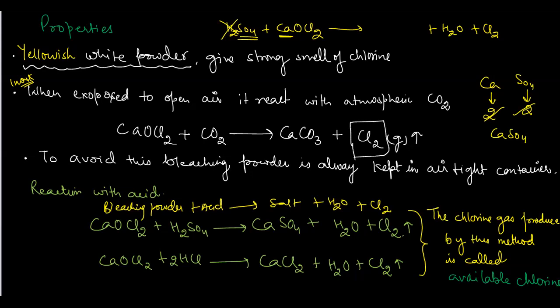Okay, this is the chlorine gas, and this is simply the main function of this. If there is no chlorine gas, then it will not do any bleaching action. Because of the chlorine gas, it does the bleaching. But if we keep it in open air, then it will react with the atmospheric carbon dioxide and the chlorine gas will be eliminated. So it will not remain as bleaching powder.